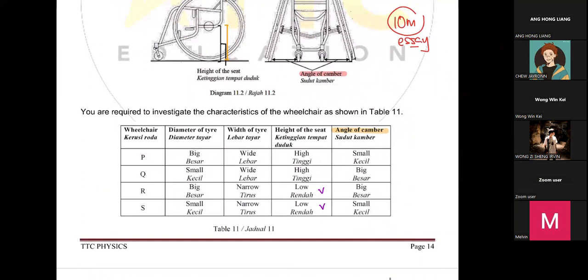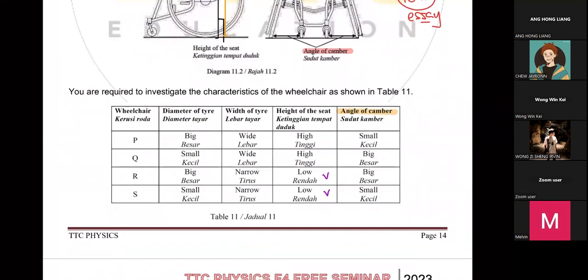I don't need to think much because the height is a sure thing, low height confirm, which means I am forced to choose the narrow tire. Okay, so meaning you say P and Q is confirm already.